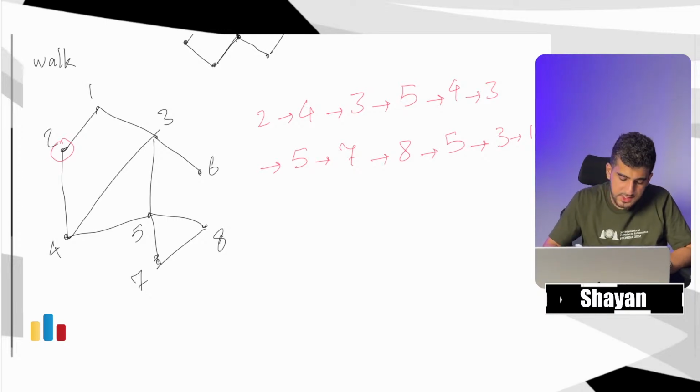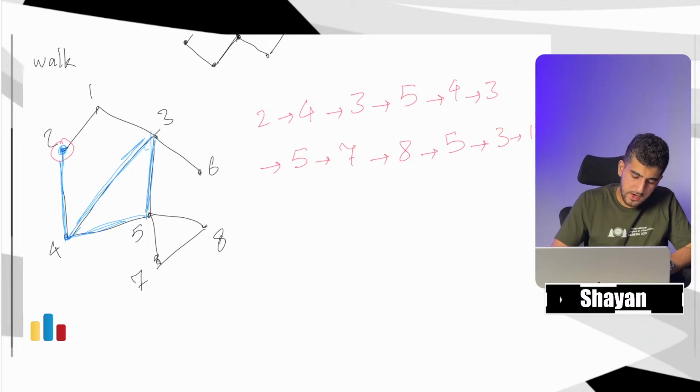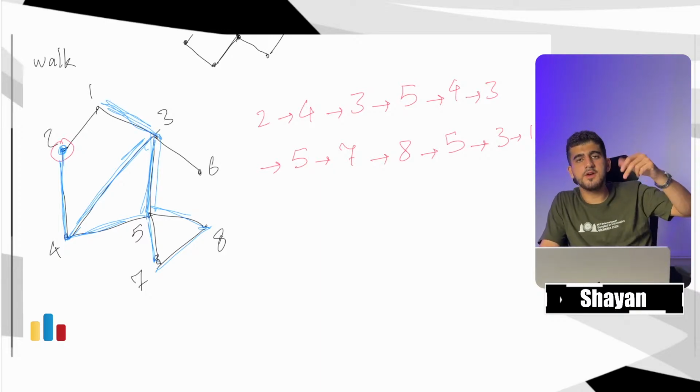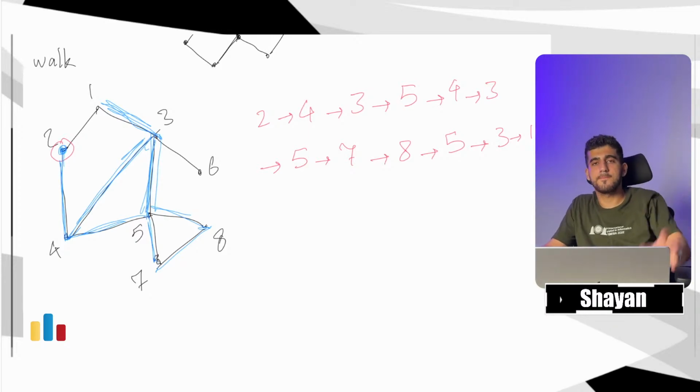So it means that we start from here, from this 2. From 2 we come to 4. Then from 4 to 3. From 3 to 5. Again to 4. Again to 3. And then again to 5. Then to 7. Then to 8. Then to 5 again. Then to 3. And then to 1. So it's like we have started from somewhere and we are just doing a walk. This is the definition of a walk.